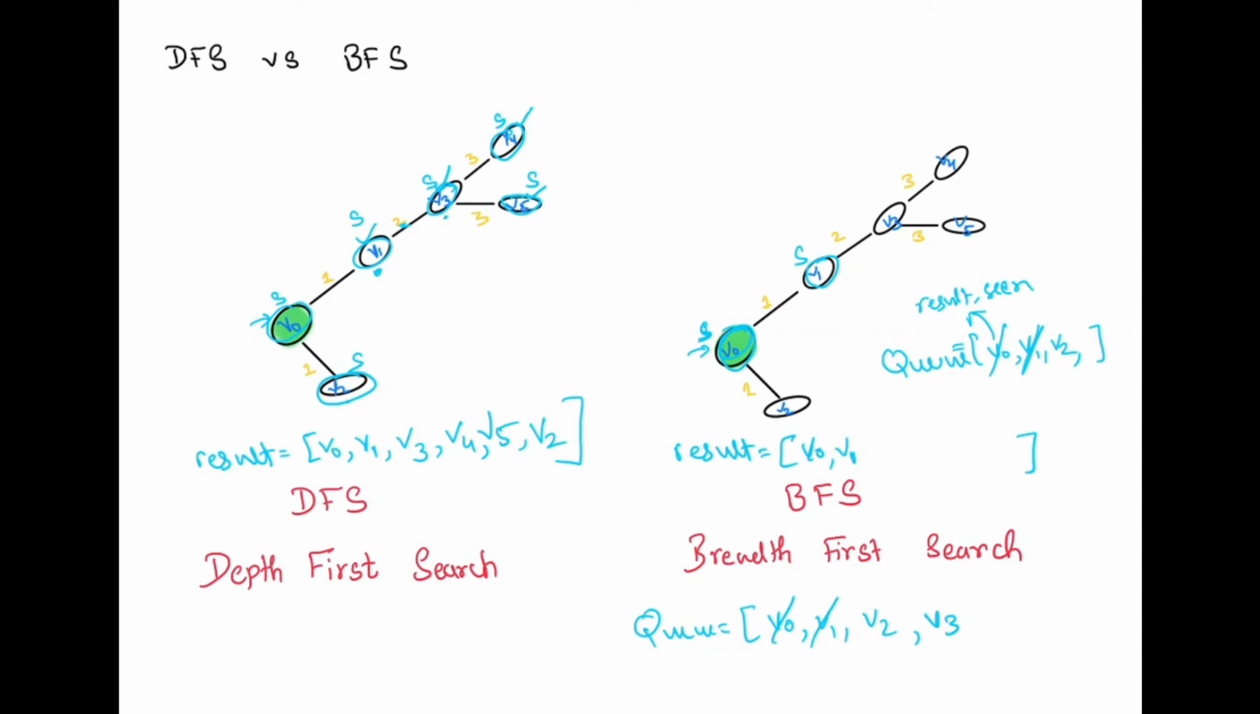Now we are going to pop again from the queue. So v2 will be popped, since a queue pops from the front. The moment we pop, we add it to result and also add it to seen. So I'm going to mark it seen. And we are going to add the neighbors of v2 to the queue which are not seen yet. The only neighbor of v2 is v0 and it is already marked seen. So we are not going to append anything to the queue here.